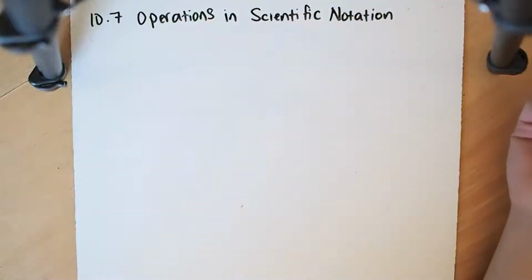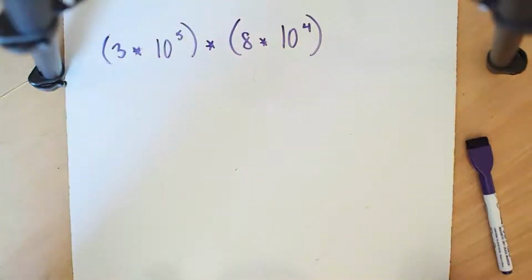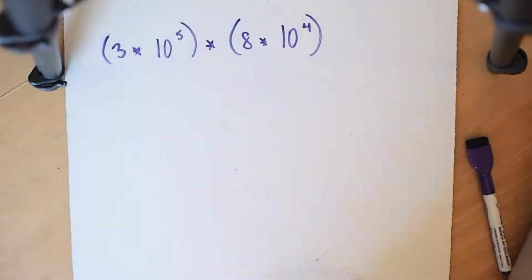Today we're going to be talking about operations in scientific notation, namely multiplication and division. We're going to start with multiplication. We see that we have 3 times 10 to the 5th times 8 times 10 to the 4th.